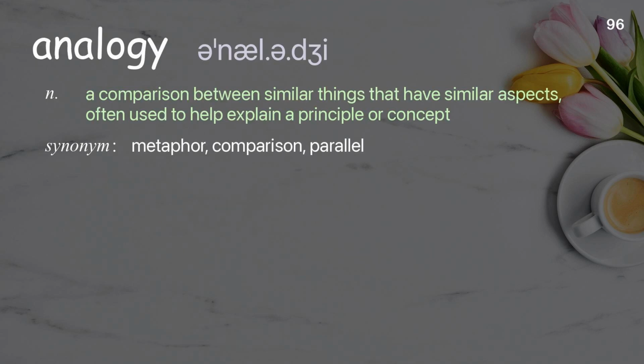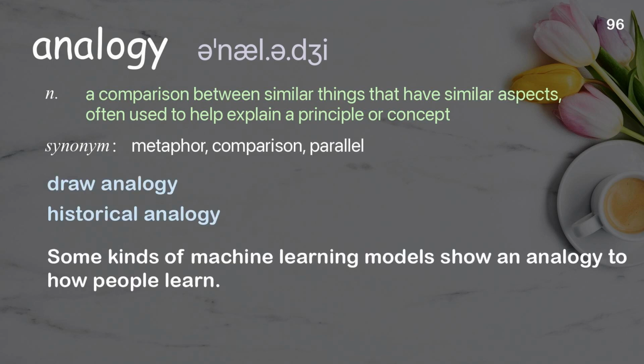Analogy. A comparison between similar things that have similar aspects, often used to help explain a principle or concept. Examples: draw analogy. Historical analogy. Some kinds of machine learning models show an analogy to how people learn.